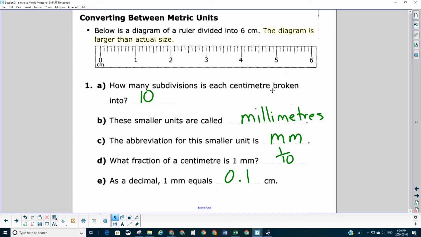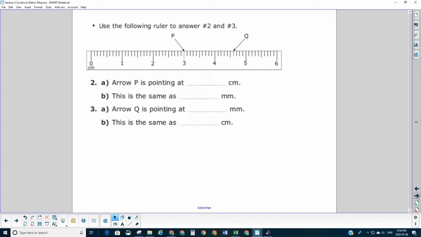So there's our ruler, and we can use our ruler to do all sorts of different measurements. But first, we've got to make sure we know how to read the ruler. And I think you've had lots of practice doing this in the past, but let's just quickly check. So the arrow P is pointing at this notch right here, the 3. Of course it's in centimeters, so there's 1 centimeter, 2 centimeters, so P is pointing right at 3 centimeters. It says this is the same as how many millimeters?